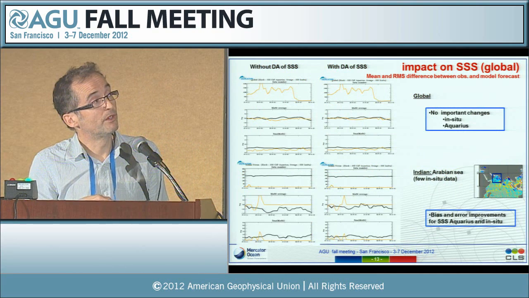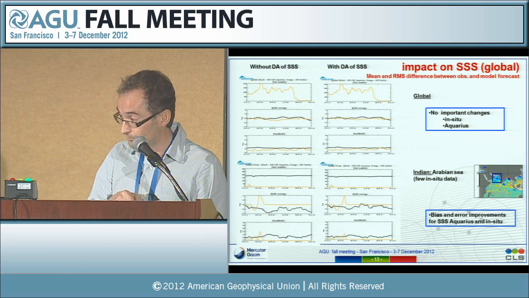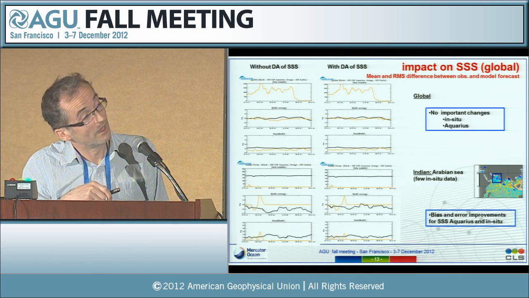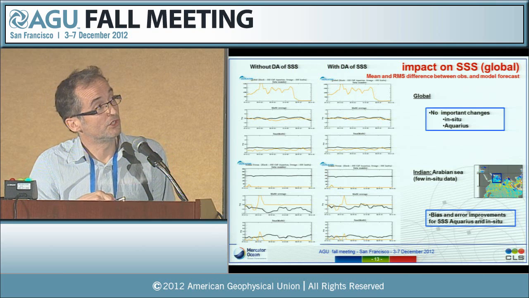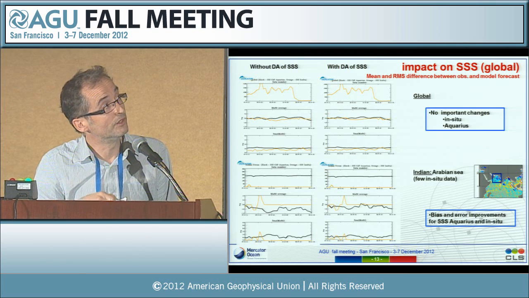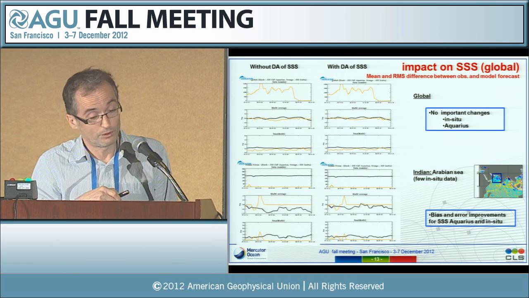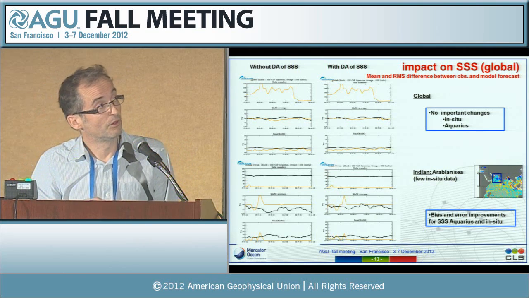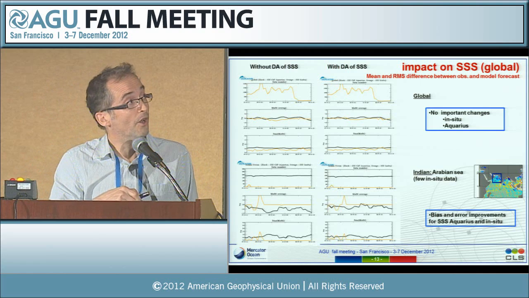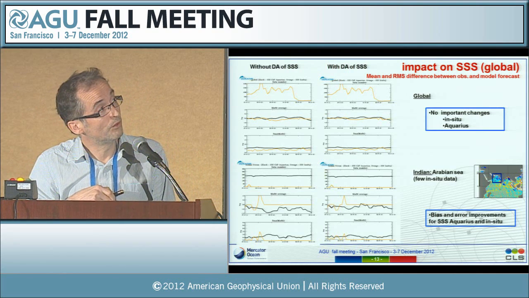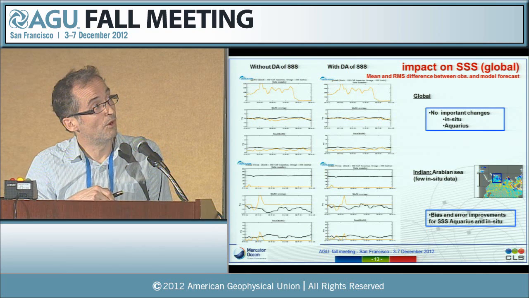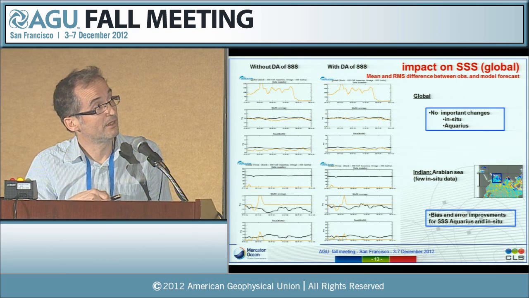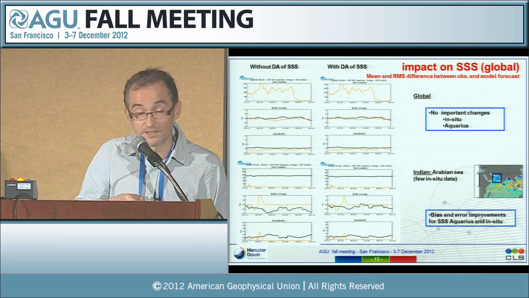We look at the impact on SSS itself. You see the mean and the RMS difference between observation and forecast without and with data assimilation. Globally, if you average this difference over the globe, you see there is no bias. Okay, the innovation is close to zero, and the RMS difference is close to, it's the black line, okay, because the orange line is the comparison with the in situ data. So the black line means 0.6 PSU of error.